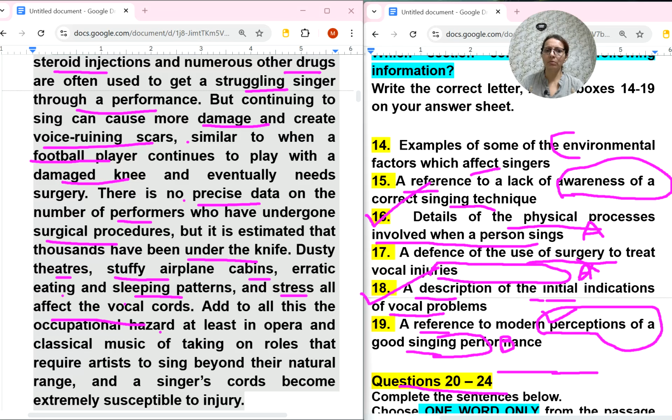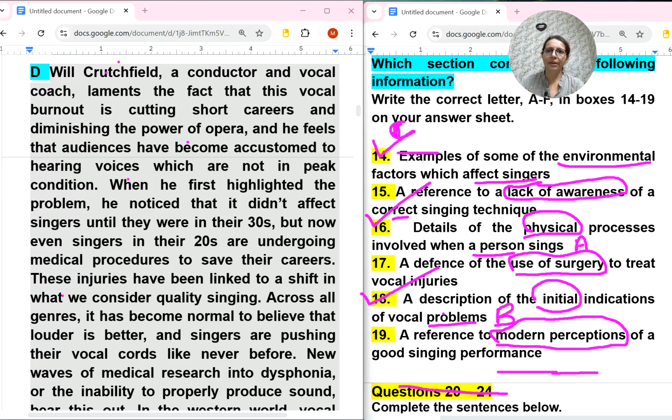And add to all this the occupational hazard, at least in opera and classical. Natural range, yes. So, examples, they have given so many things, some of the environmental factors which affect singers. So here with this C number paragraph we can match it with 14. Okay, this also is gone. Now next number paragraph. Now let's read D number paragraph.